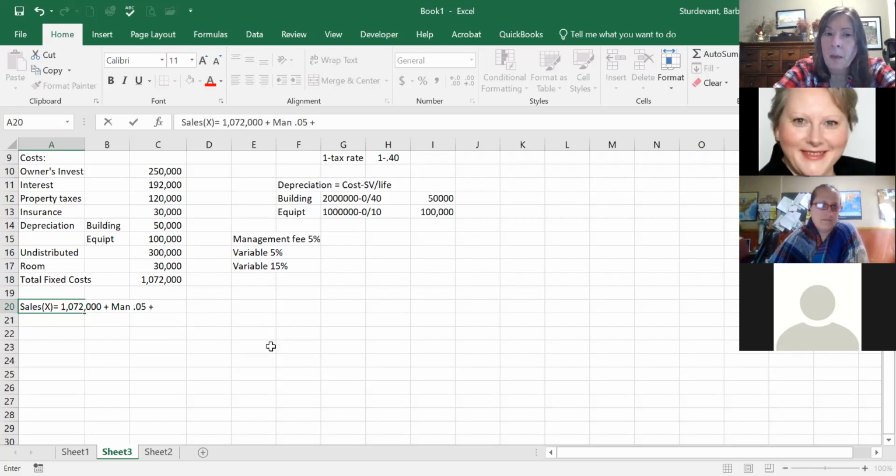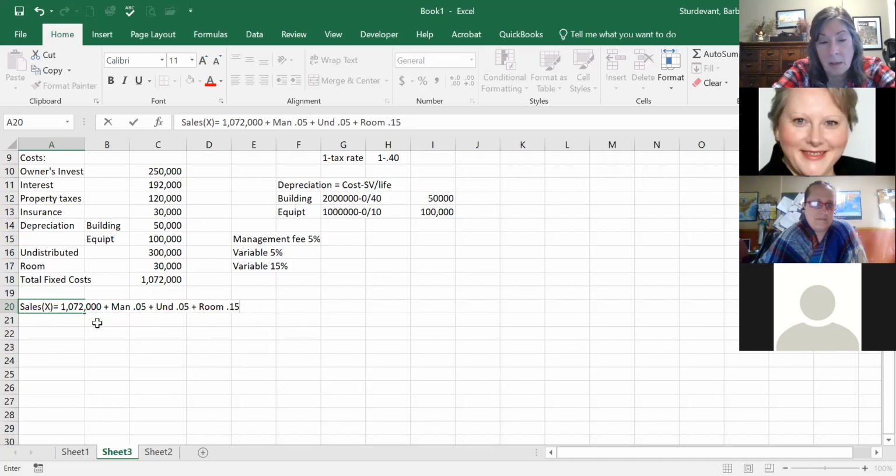Sure. Okay, so you've got management of 5. You've got undistributed of 5. And you have room of 15. Now that's not a very good algebra equation, but we'll take care of that in a second. These percentages are percentages of sales, which is X.